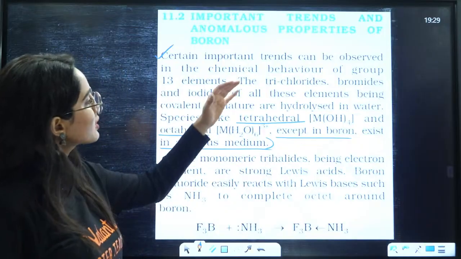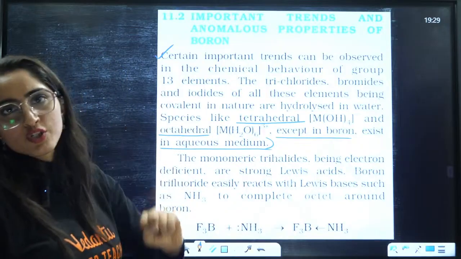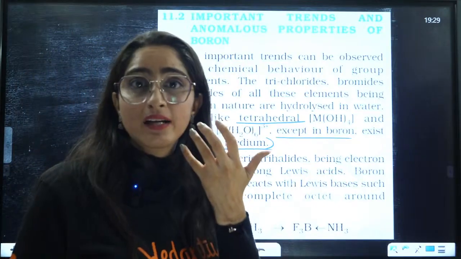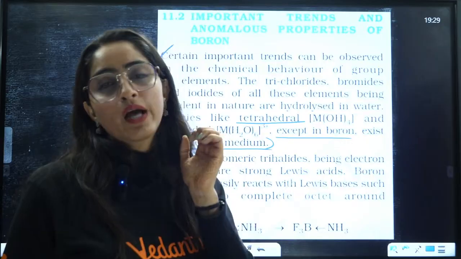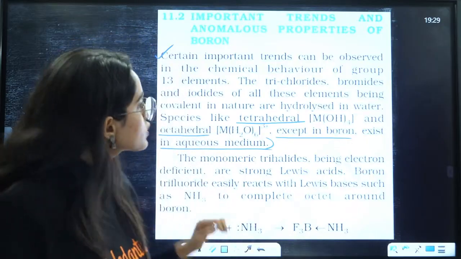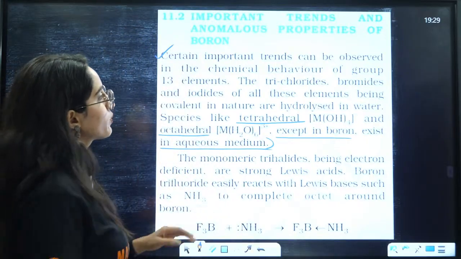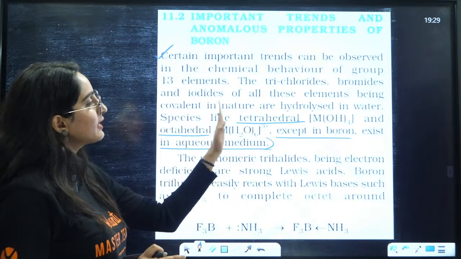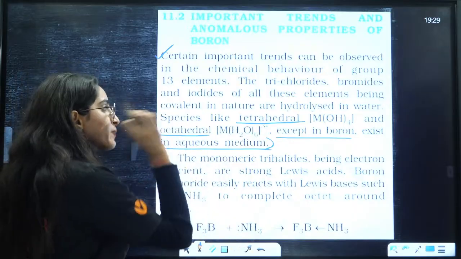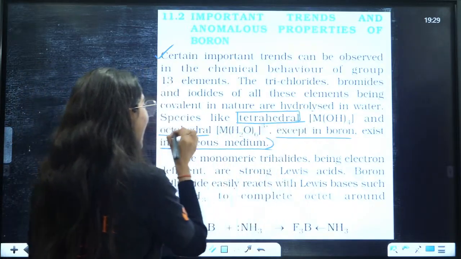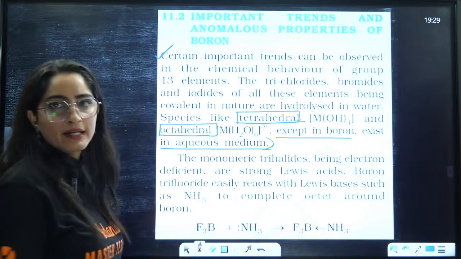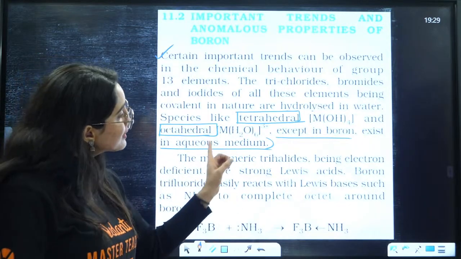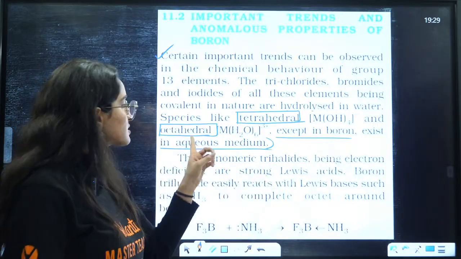Now they are saying, what is the anomalous trend that boron is showing? Firstly, boron is very small in size. It is showing covalent character, right? All others are showing ionic character. Why is it so, right? So what are the different characters it is showing? They are saying that trichlorides, bromides, iodides of all these elements, being covalent in nature, are hydrolyzed in water. Species like tetrahedral and octahedral are formed definitely, right? They are also formed. Aluminium will form octahedral species. But they are saying except in boron exist in aqueous medium.